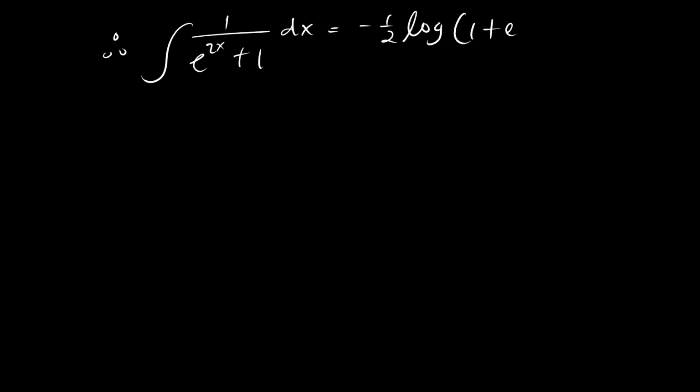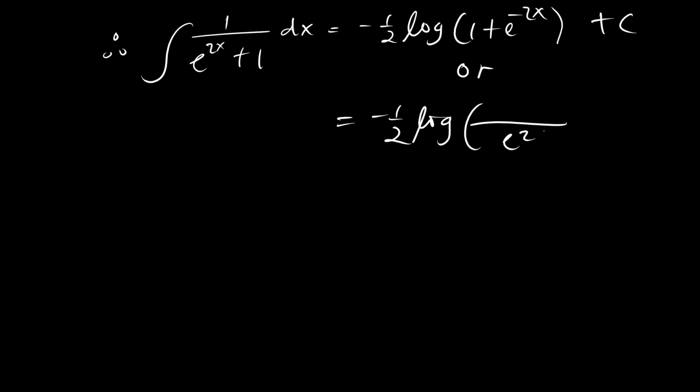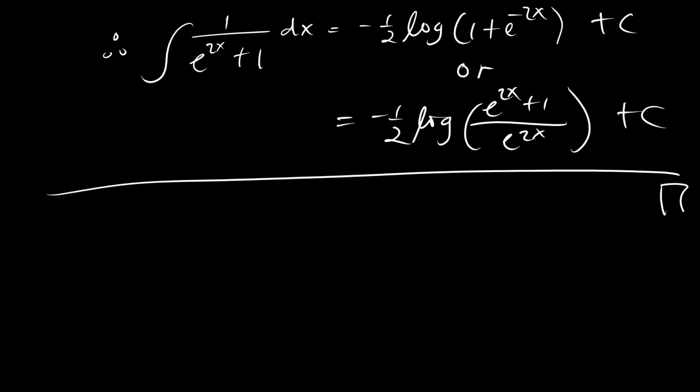So in summary, what we're saying here is that our integral of 1 over e to the 2x plus 1 is negative a half natural logarithm of 1 plus e to the negative 2x plus c, or negative log of e to the 2x plus 1 in the numerator over e to the 2x in the denominator. And that, ladies and gentlemen, is our answer.